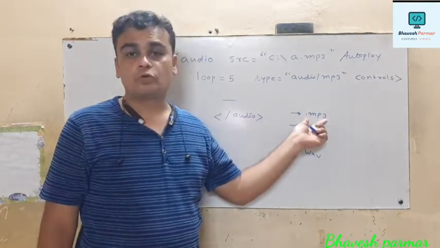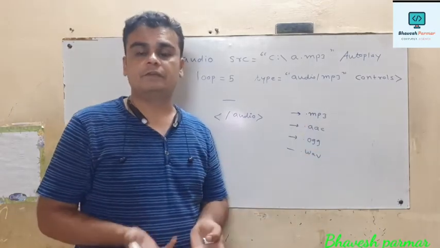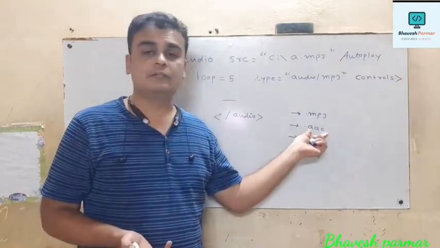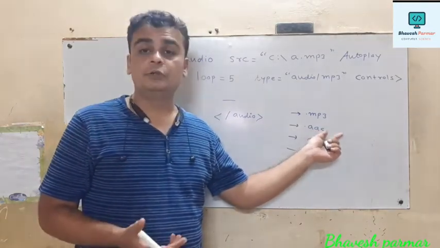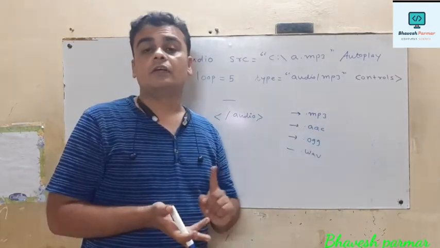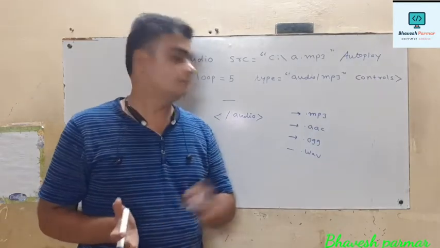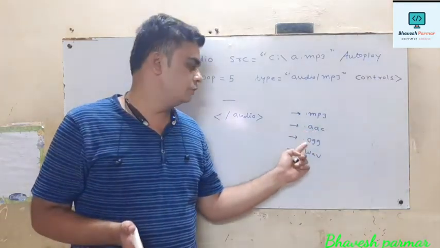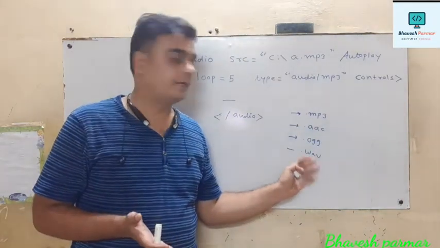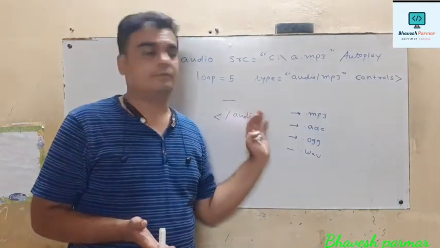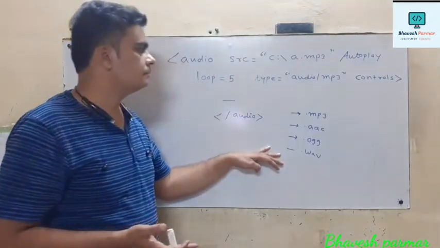The most popular is MP3, which everyone should know. AAC, as I told you earlier, is advanced audio coding. It is specifically used by iPhones, YouTube, etc. It is a very popular format. OGG format, wave format, these are also formats supported by our HTML. So this is the basic example.